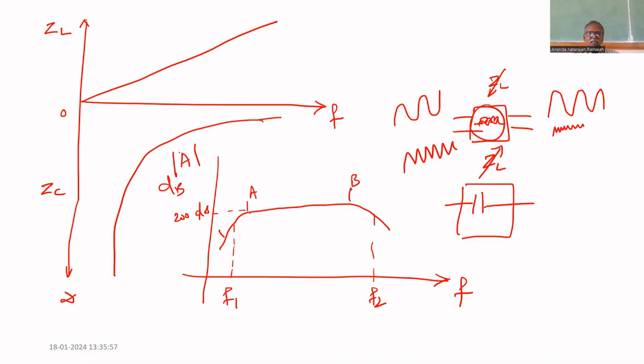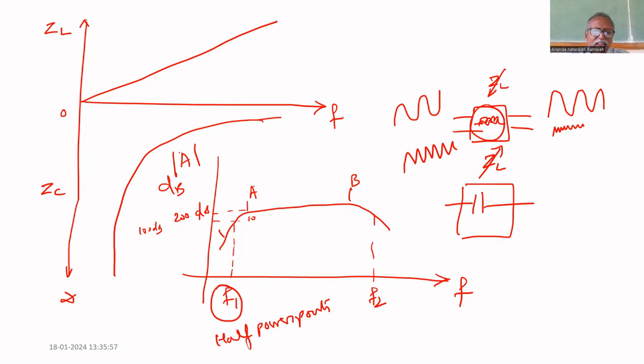So if the frequency here is 10 hertz, then at 1 hertz it decreases by 20 dB. Here, gain is reduced by 1 by root 2 times. Power is reduced to 1 by 2 times. That's why these frequency points may be called half power points.